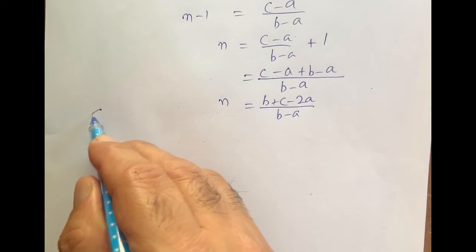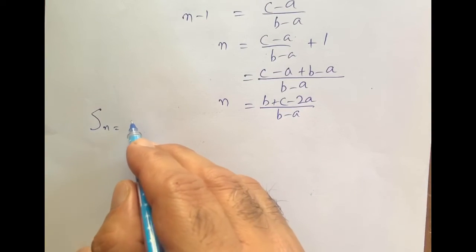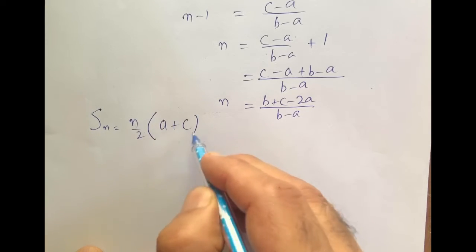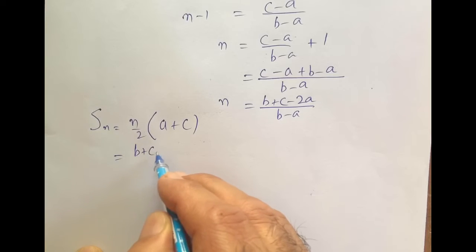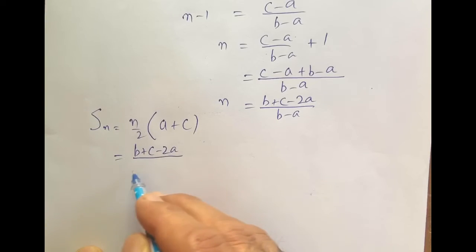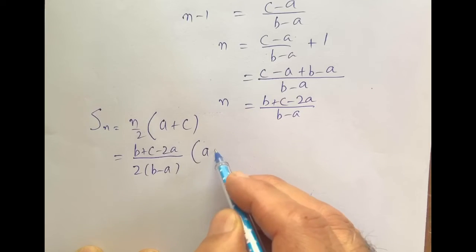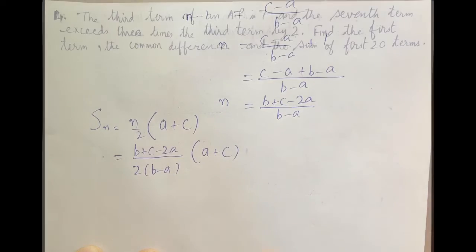Now what is the sum of n number of terms? It is n by 2 into (first term plus last term). That's (b plus c minus 2a) upon 2 times (b minus a), into (a plus c). And this is what we wanted to do.